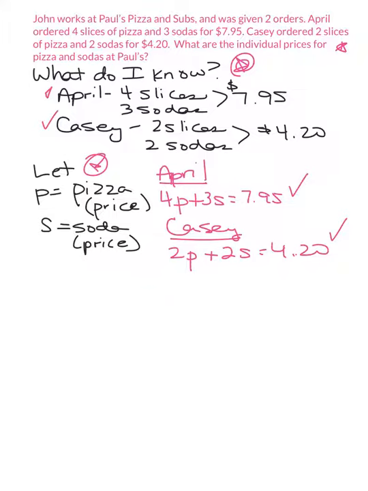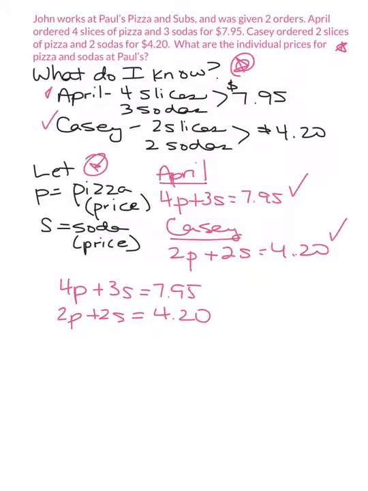We know we can solve linear systems through graphing or elimination method or substitution method. Graphing is an option, not necessarily the easy option. And in the previous lessons I've done, we've only done problems using substitution. So this time I'm going to try to solve it using elimination. So I'm simply going to rewrite what I have here. 4p plus 3s is equal to 7.95. And here's Casey's equation with the 2 slices of pizza and the 2 sodas, which equals $4.20.